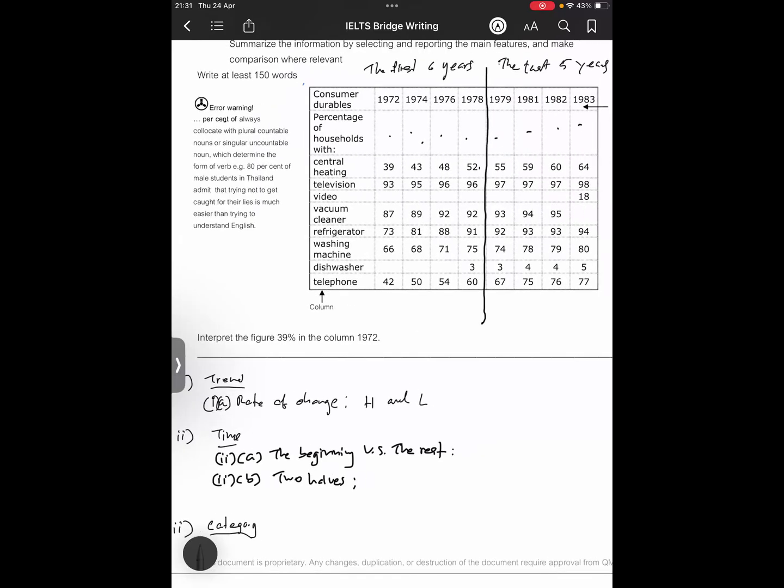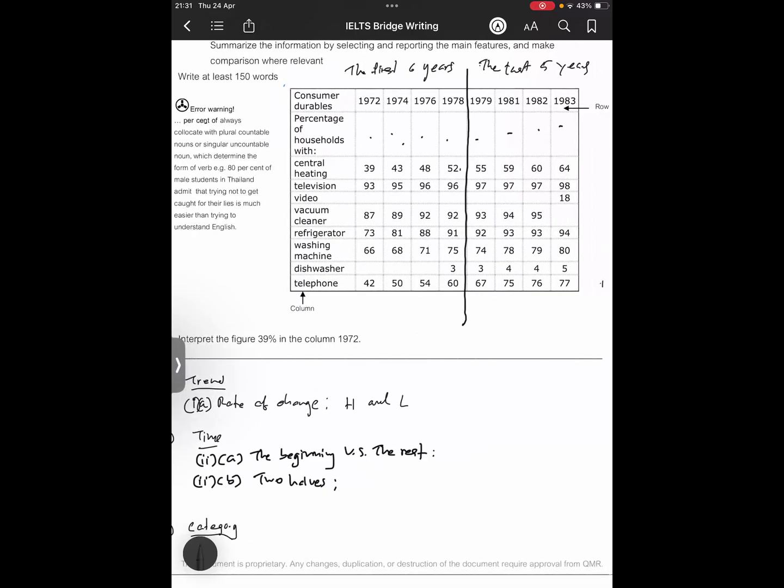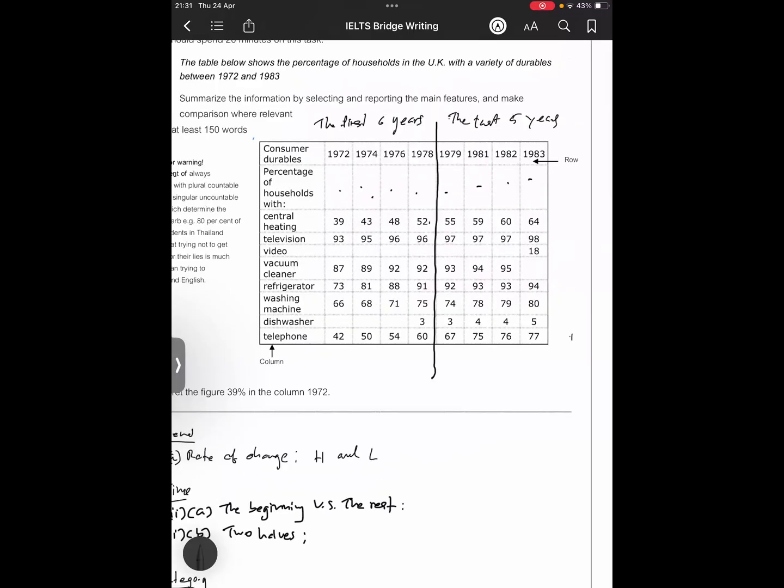Okay, and then for the second half, or for the last 5 years, we can make a backward reference to what we have said before. So in the previous paragraph, we mentioned that television was the most popular device. It has the highest percentage of owners. Okay, and in the last 5 years, it still remained at the top.